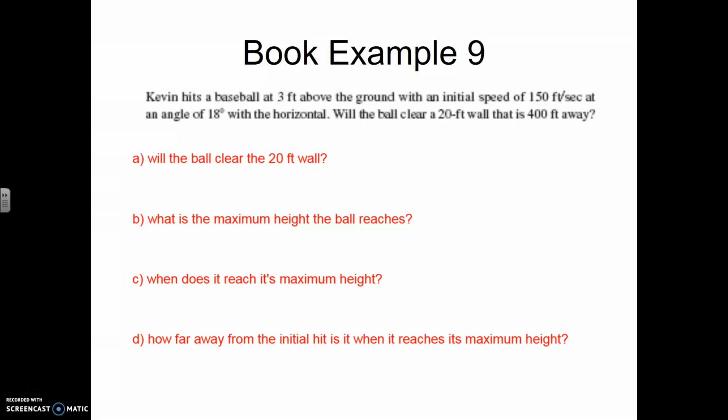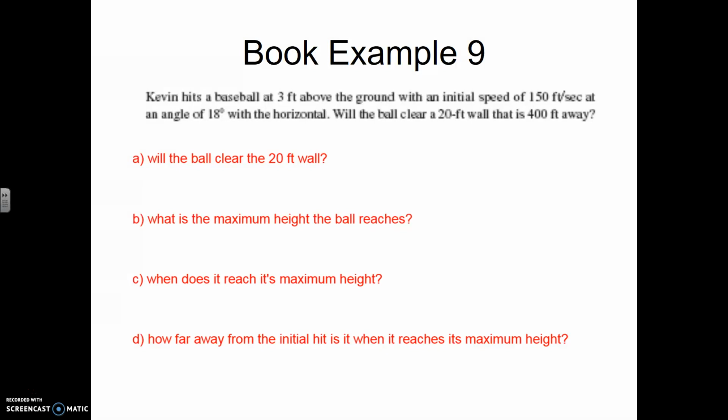It says, Kevin hits a baseball at 3 feet above the ground with an initial speed of 150 feet per second at an angle of 18 degrees with the horizontal. Will the ball clear a 20-foot wall that is 400 feet away? So you can see the real-world application of this in terms of we're really deciding will he hit a home run. So the question is, will the ball clear the 20-foot wall?